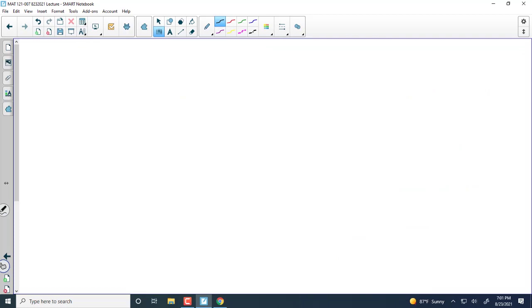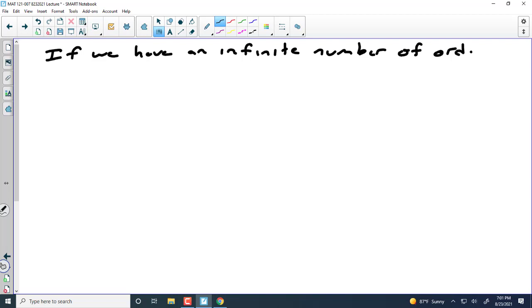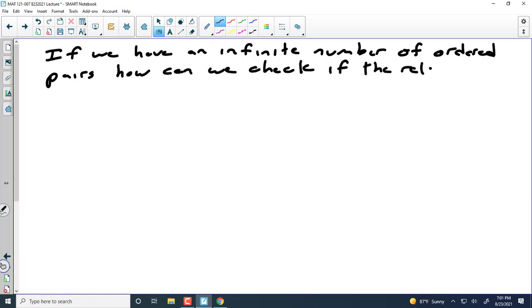So when we left off, we said that many of our relations, whether they're a list of ordered pairs or a graph, are going to have an infinite number of ordered pairs. So if we have an infinite number of ordered pairs, how can we check if the relation is a function?